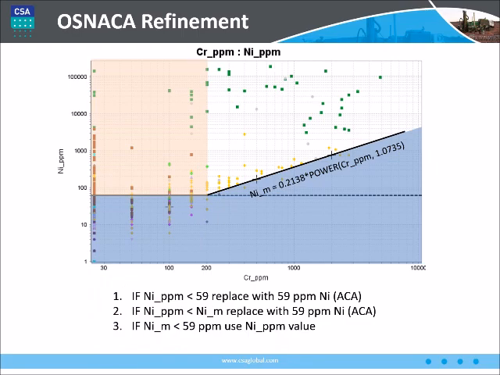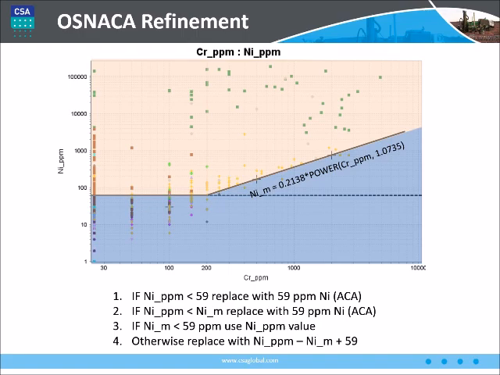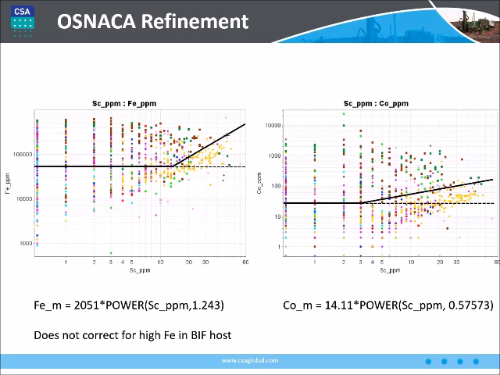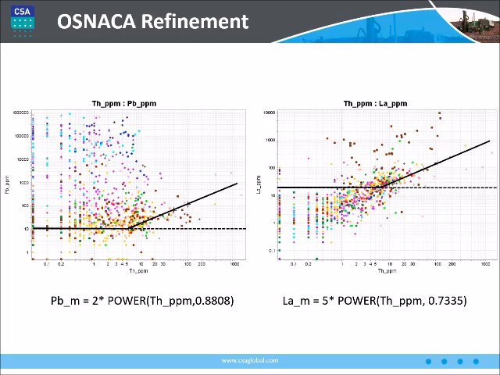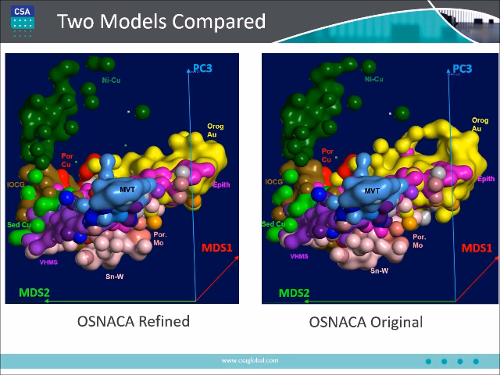Here we just use our original technique that we use the nickel ppm value, and here we replace with nickel the actual nickel value minus the modelled nickel value plus 59. Essentially what we're doing is we're calculating the residual value above this curve. And given that this is a log scale, it's hardly affecting these truly nickel mineralised samples, but it's really cutting out the false anomalism of these orogenic gold samples. So I've done similar things for iron and cobalt using scandium to model their composition, and for lead and lanthanum using thorium to model their composition. But in truth, it really is the nickel that counts.